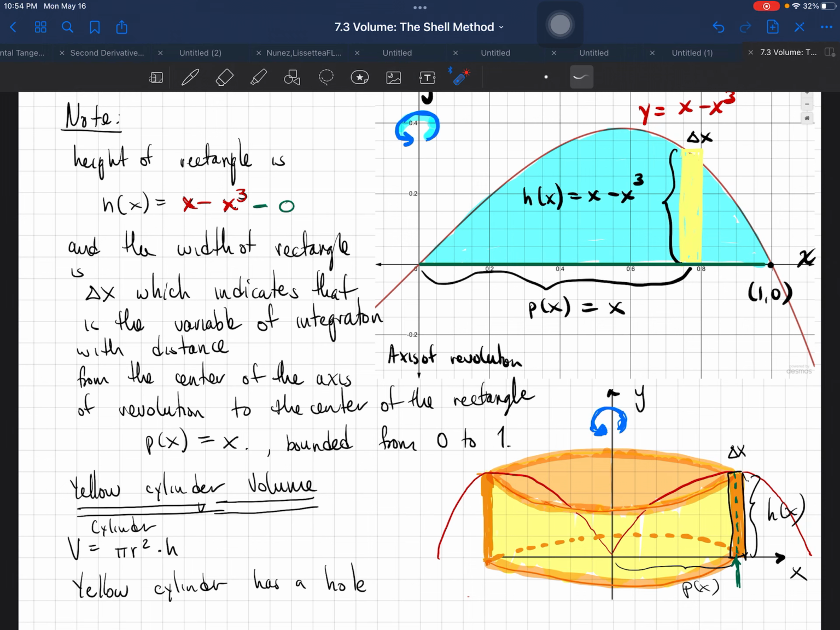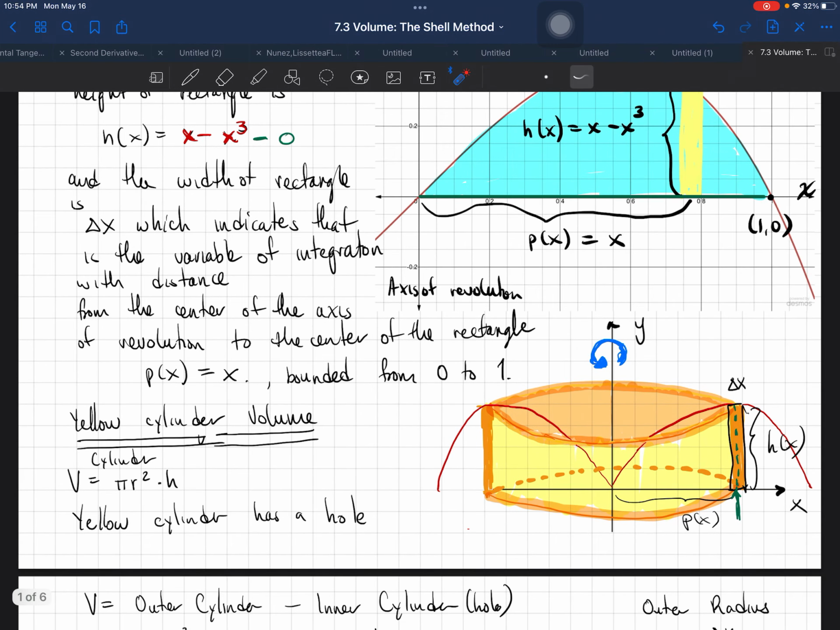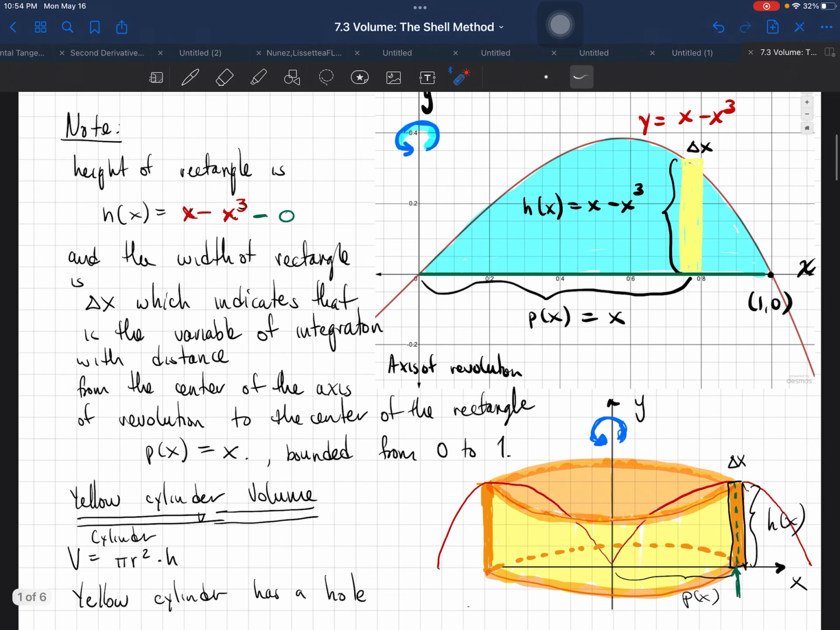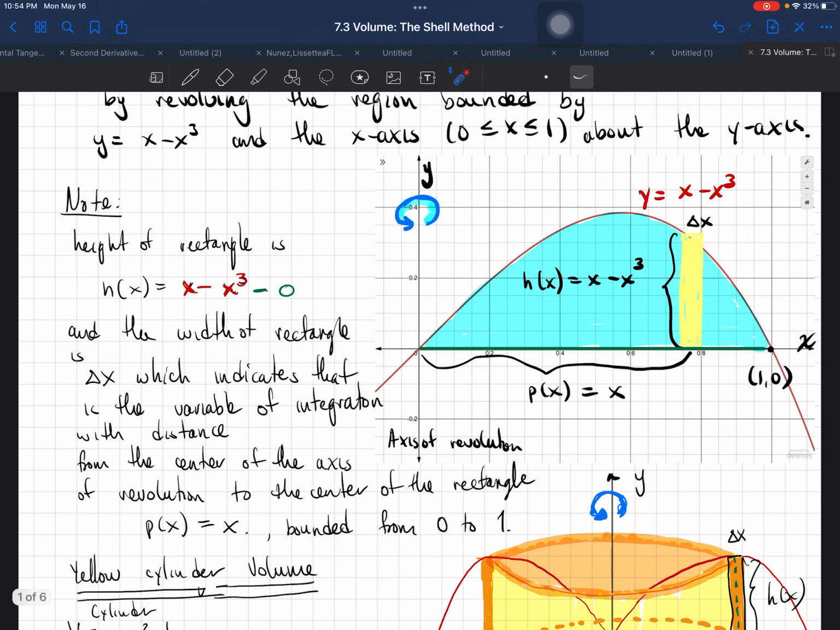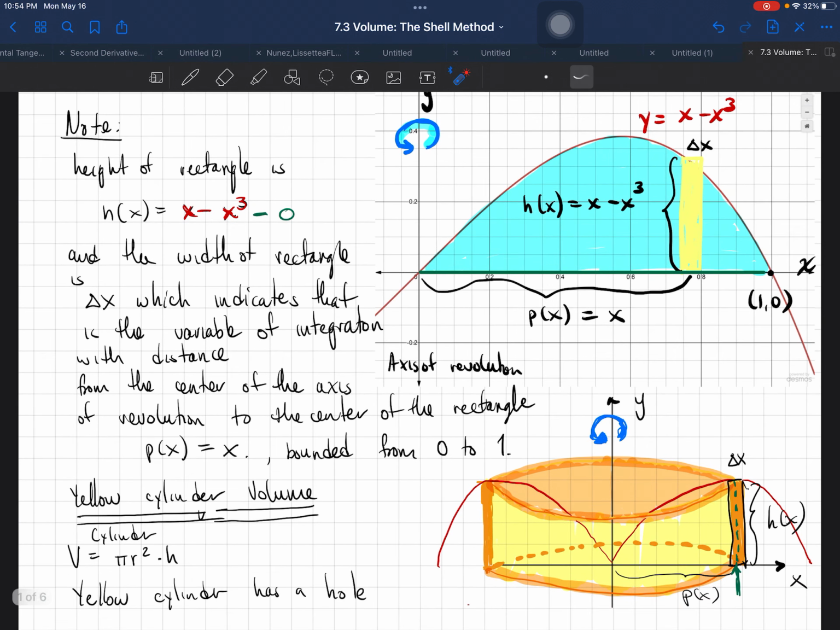So how do we find this first shell? Let's think about how we can find this first one, and then connect it to similar things we did with the disk method. We already know, if we look at the two-dimensional picture over here, that in order to find this shell, we need to figure out what the volume of this shell is. What is the volume of this shell? If you can picture it, it's like a cylinder with a hole.